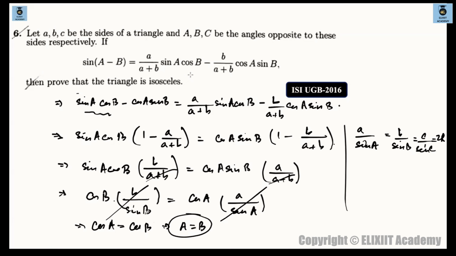Hence proved. You know that A and B lie strictly between 0 and pi. So definitely, if cos A is equal to cos B, then this means A is equal to B. Here A and B are angles of the triangle.